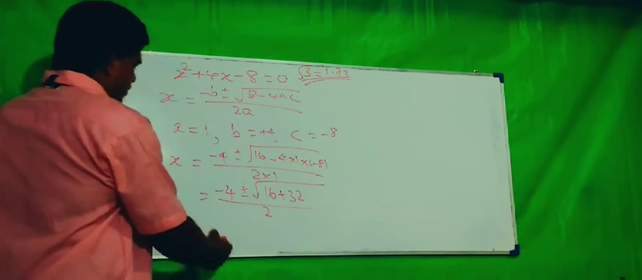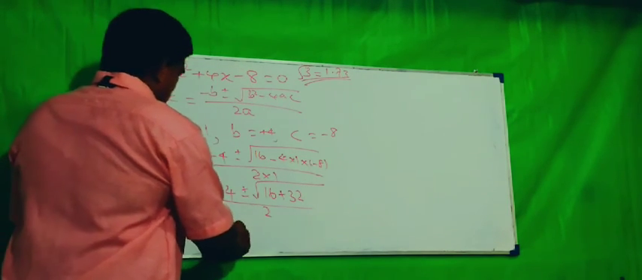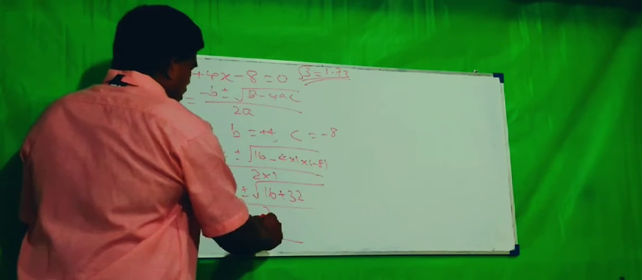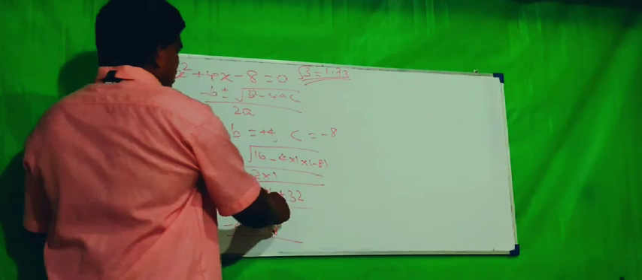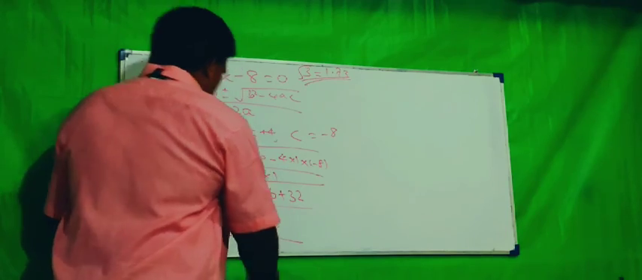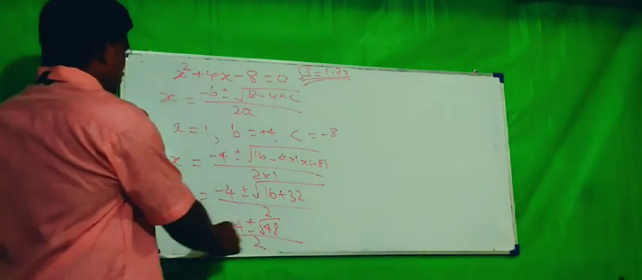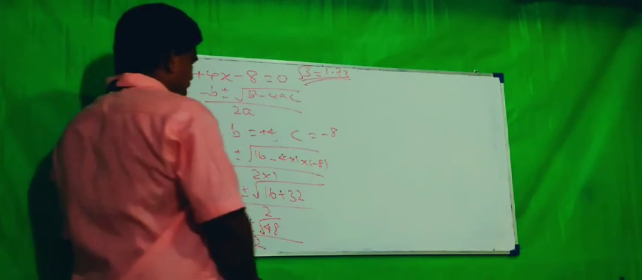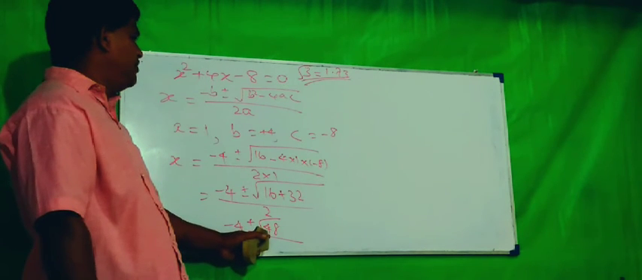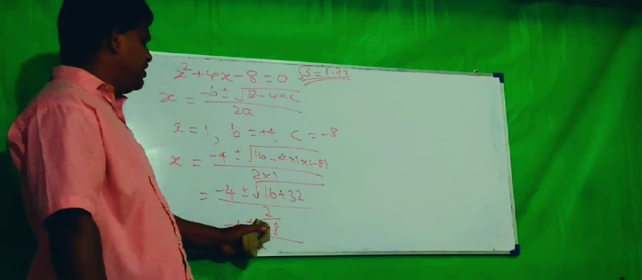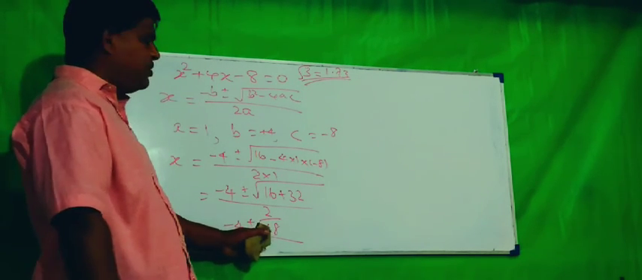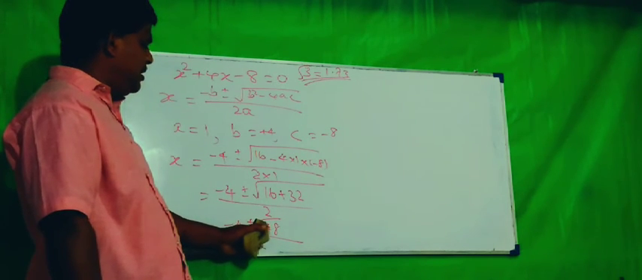And then in the numerator, minus 4 plus or minus the square root of 48 is obtained, because 16 plus 32 is 48, and the denominator is 2. Now in this step, the square root of 48 is obtained as a term of the numerator. So this should be kept in our mind.